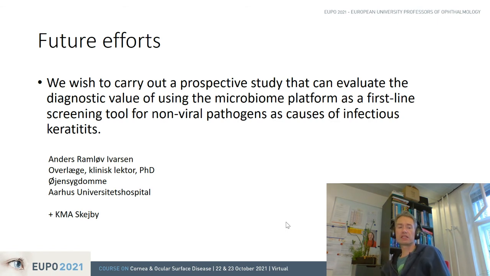And we're currently actually trying to get money for a prospective study involving a PhD student together with colleagues in Aarhus. And this study could potentially evaluate the diagnostic value of using the microbiome platform as a first-line screening tool for non-viral pathogens as causes of infectious keratitis.